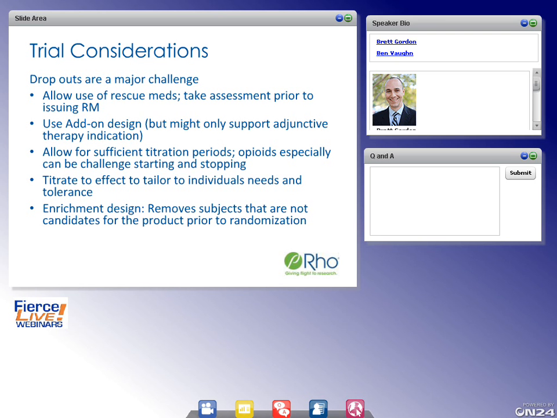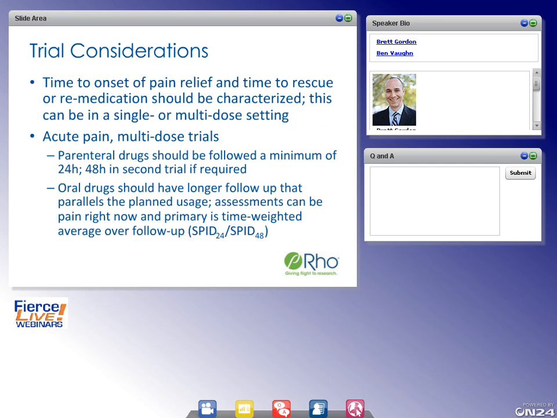The guidance addresses evaluation of both single and multi-dose characteristics and considerations for both. To fully characterize efficacy, FDA recommends evaluating single-dose characteristics, including time to onset of pain relief and time to rescue or remedication. This can be done in a single-dose trial or can be done around the first dose if you're doing this in a multi-dose trial. Unless the drug under study is intended for a single dose, multi-dose trials will need to be conducted to confirm efficacy over time.